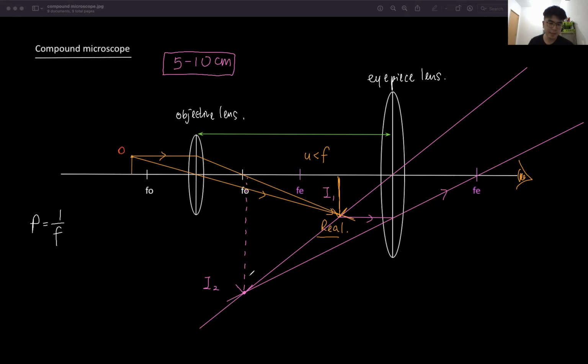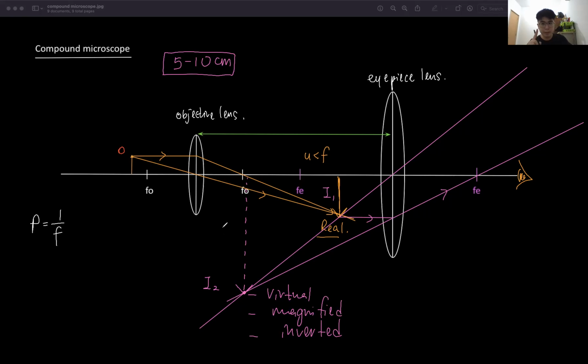So what are the characteristics of the final image? Virtual, magnified, and inverted. The final outcome is virtual, magnified, inverted. So when you look through the microscope, the image that you see is a virtual image, and it's actually inverted, but it doesn't really matter because what you're looking at is bacteria, all that small stuff. It doesn't really matter if it's upright or inverted. If it's inverted, you wouldn't know. Okay, so we get these three.